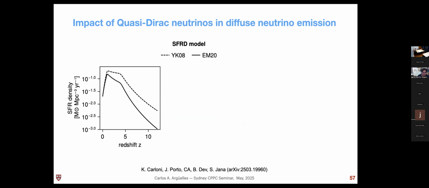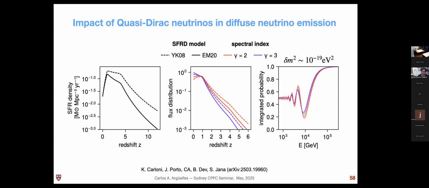And so what we did was a first analysis on this, where we assume that the neutrino emission of the universe follows the star formation rate. So here you have the star formation rate as a function of redshift. And that implies that there is a distance distribution in terms of redshift for these neutrinos.